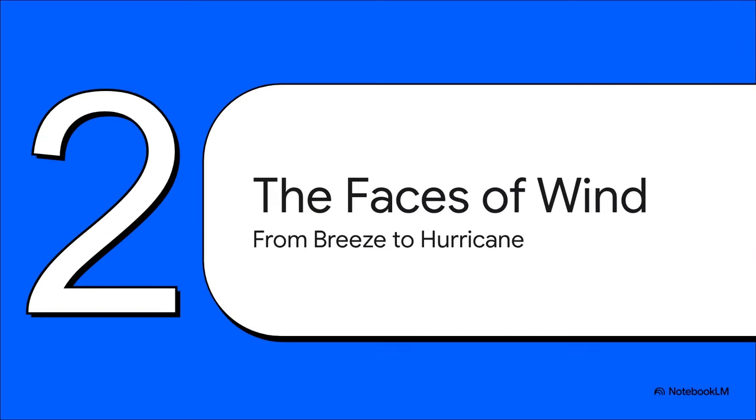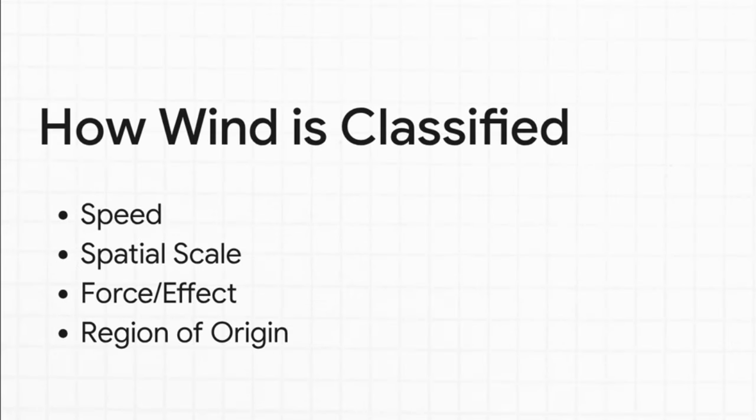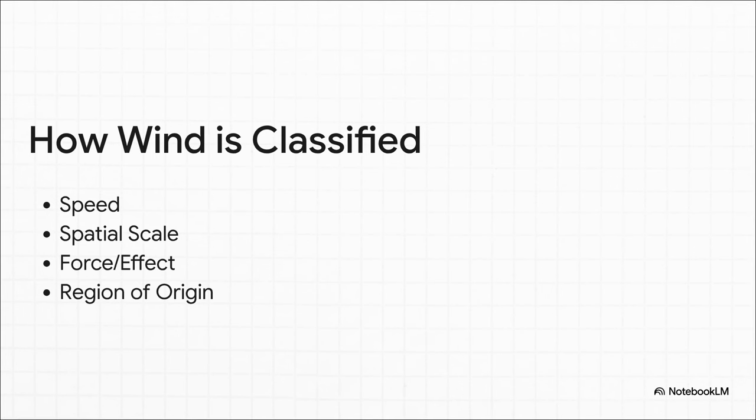All right, so now we know what wind is and how it gets started. Now let's look at the different faces of wind. In other words, all the different types you can encounter. When scientists talk about wind, they use a few key factors to describe it. They look at its speed, how big of an area it affects, the kind of force or impact it has, and even the region where it comes from.